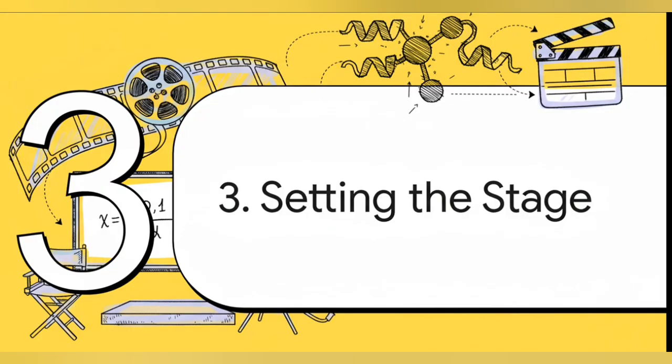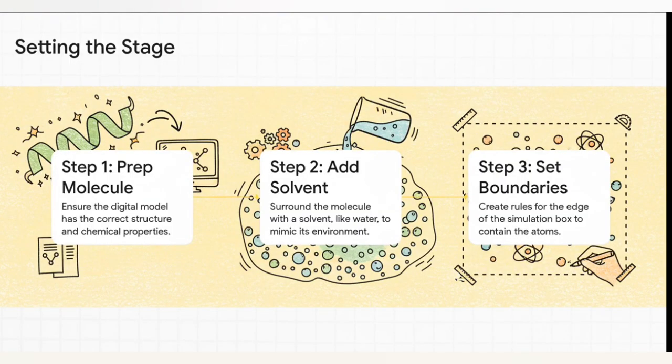What's next? Well, every actor needs a stage. We can't just simulate our molecule in a total vacuum. That wouldn't be realistic. We have to place it in a proper virtual environment. Setting the stage is a three-step process. First, of course, we've got to prepare our star molecule, making sure its 3D structure is spot on.